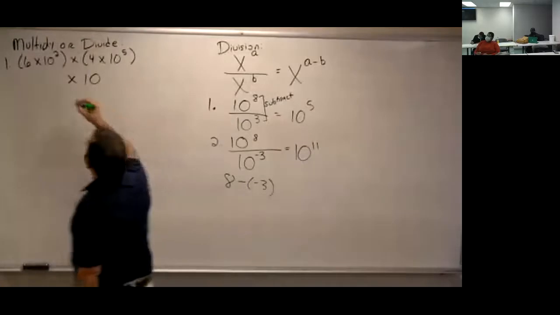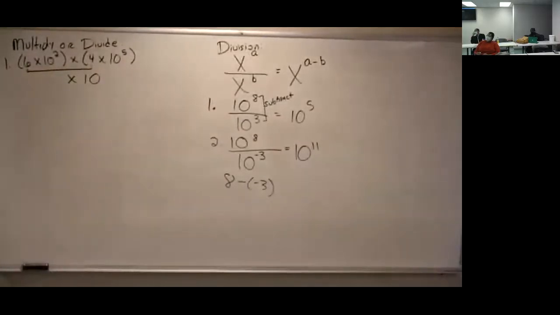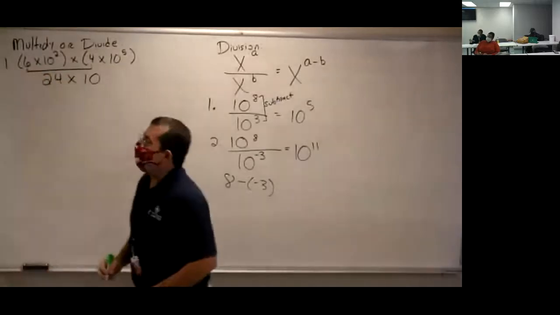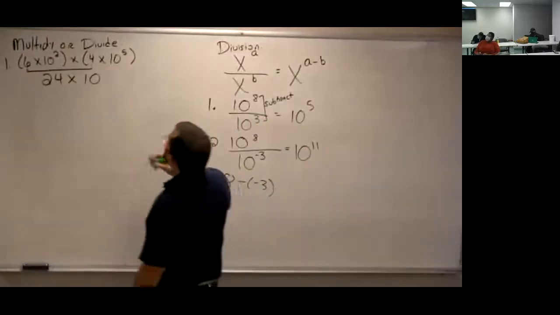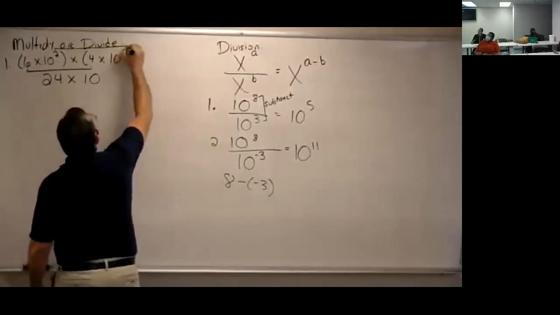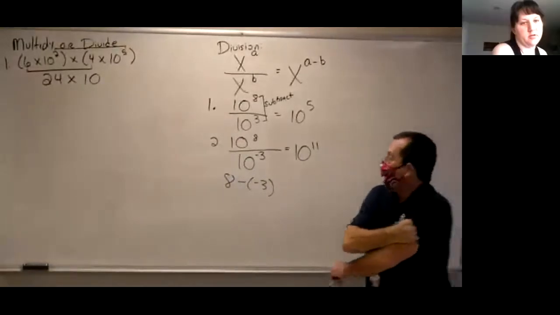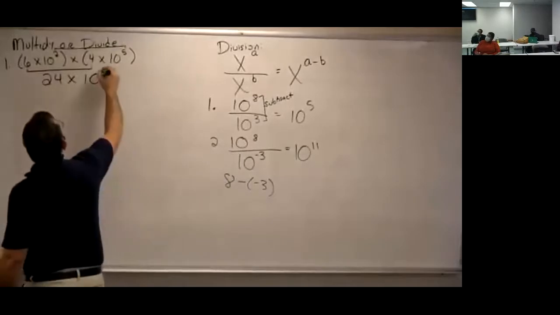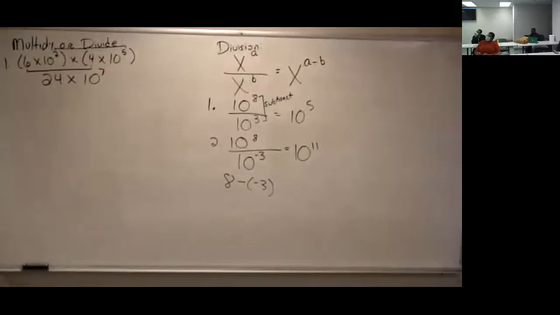So first, we want to multiply the numbers. So I got 6 times 4, 24. So that's going to be 24 times 10 to the something. So now these bases match, 10 squared times 10 to the 5th. So what are we doing to those exponents? Adding. All right, so 2 plus 5 is 7. So I got 24 times 10 to the 7.